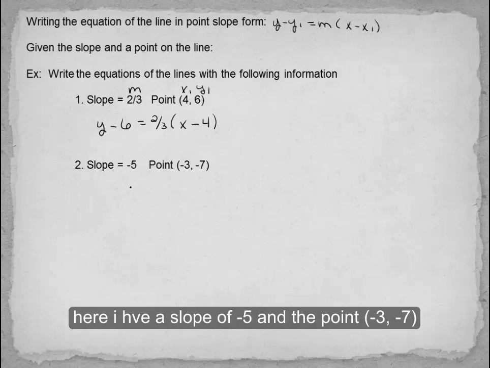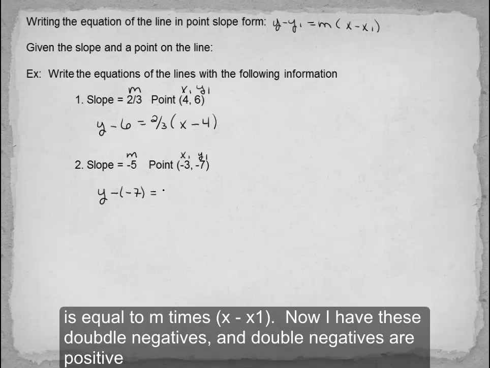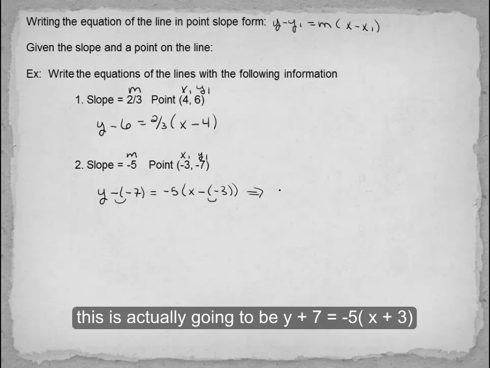Here I have a slope of -5 and the point -3, -7. This is m, x1, y1. Y minus y1 is equal to m times x minus x1. Now I have these double negatives, and double negatives are positive. So this is actually going to be y plus 7 is equal to -5 times x plus 3.